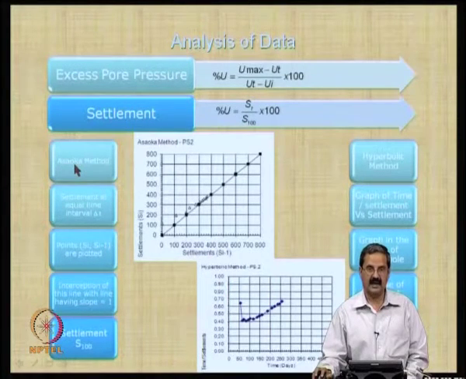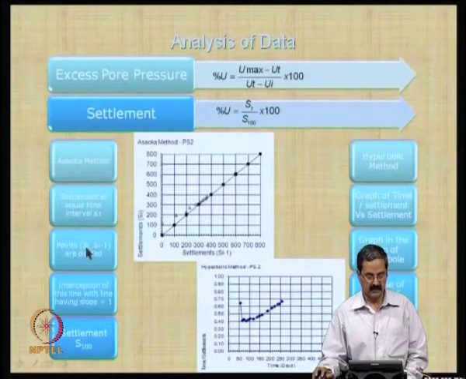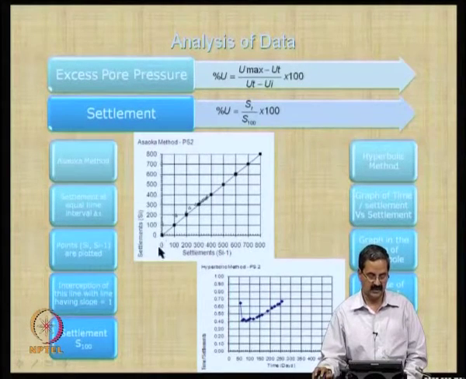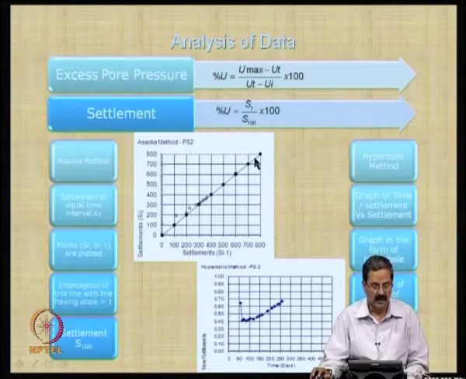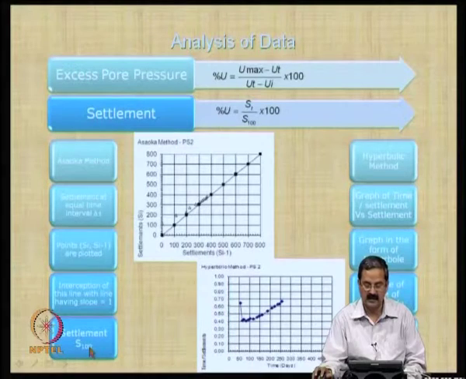Actually here the difference is that in the Asaoka method, the settlement at equal time intervals is measured. Plots between the present settlement and the previous one are plotted, and the line has a slope of 1. You will see that if you have the previous settlement and the current settlement, they just plot this line here. Okay. Based on this and some more analysis, they would like to get the settlement S100, the ultimate settlement.